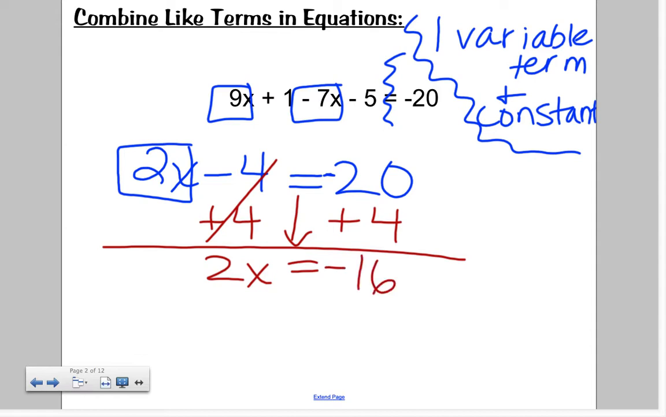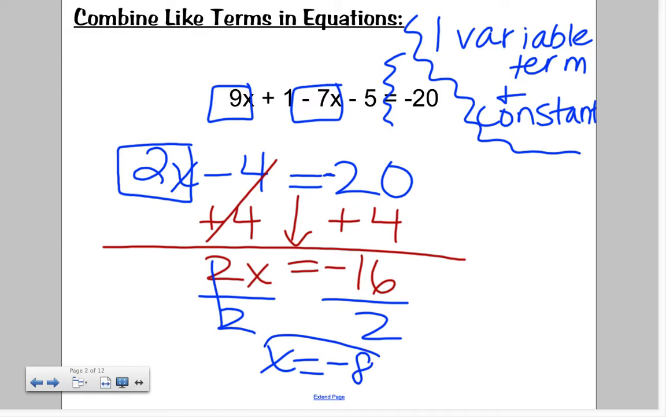What's our final step? What's our last step there? Mariana? To divide. By what, honey? Because remember, these need to be 1, and 2 divided by 2 is 1. And what does our x equal, guys? Gates? -8. It's our final step.